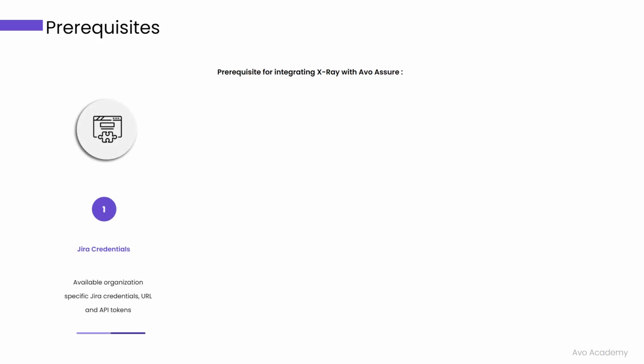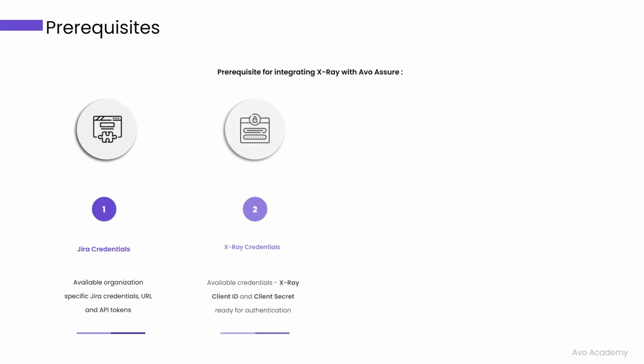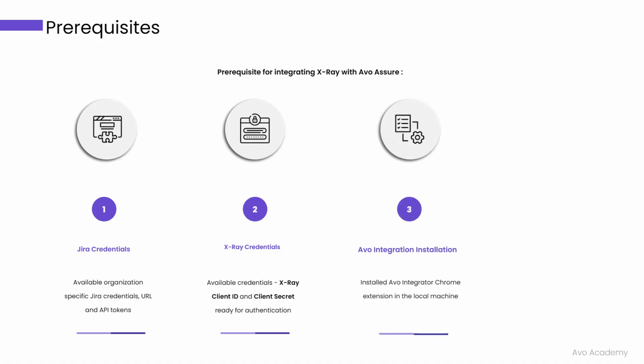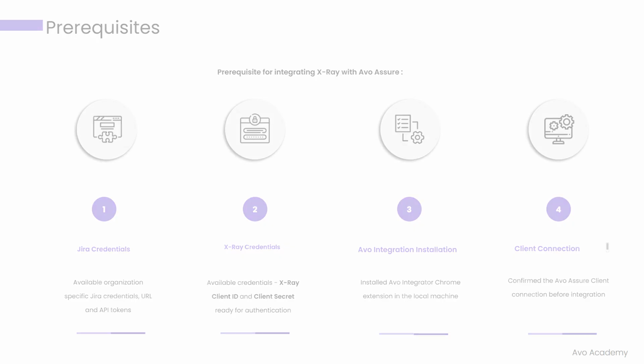Before integrating X-ray with Avo Assure, ensure to have valid Jira credentials, the Jira URL, and the required API tokens. Additionally, have the X-ray credentials, client ID and client secret, handy to authenticate Avo Assure with X-ray when using it for defect management. Also, make sure the Avo Integrator Chrome extension is installed, and the Avo Assure client is connected.